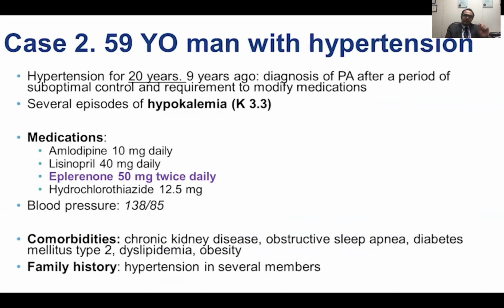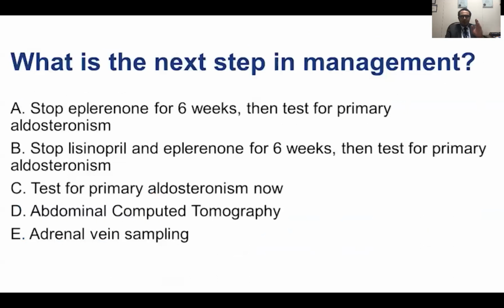So case number 2, a 59-year-old man with hypertension for 20 years and hypokalemia. Here you can see the patient is on 3 to 4 drugs, including eplerenone. What is the next step in the management? Stop eplerenone for 6 weeks, then test for primary aldosteronism. Stop lisinopril, test for primary aldosteronism now, or what? What should we do?